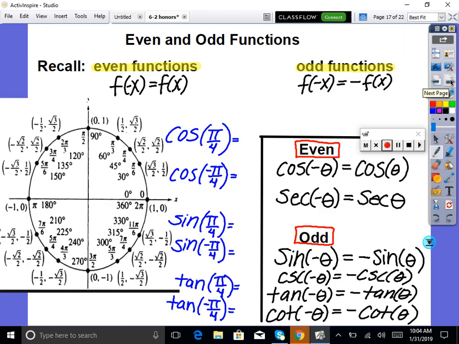Write this down, even and odd functions. Once you understand this, it's really straightforward, so everybody just start writing it down. An even function, cosine will be even, sine and tangent will be odd. And we'll talk about why in just a second.